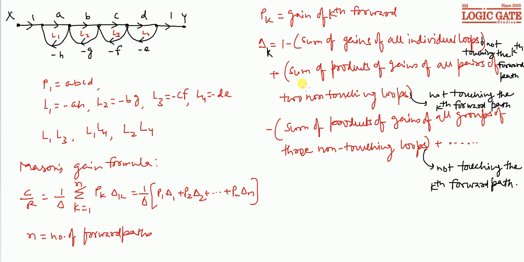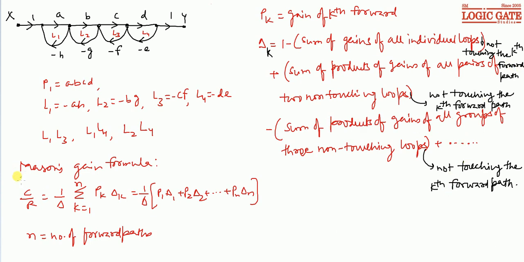And so on. So if we find del 1, then it will be 1 minus sum of gains of all individual loops not touching the first forward path, plus sum of products of gains of all pairs of two non-touching loops not touching the first forward path, minus sum of products of gains of all groups of three non-touching loops not touching the first forward path. For del 2, k becomes the second forward path. For del 3, k becomes 3, so it will be the third forward path, and so on.